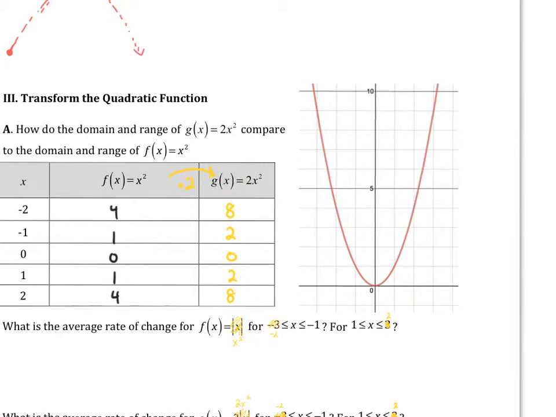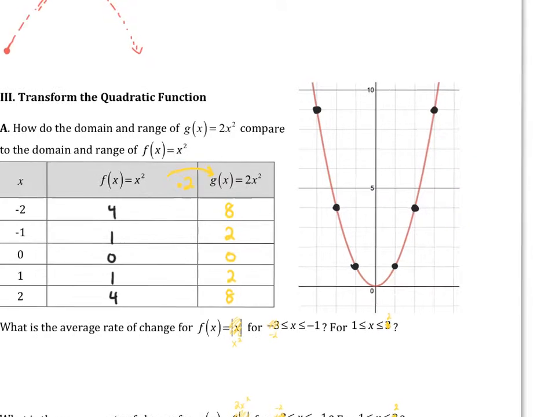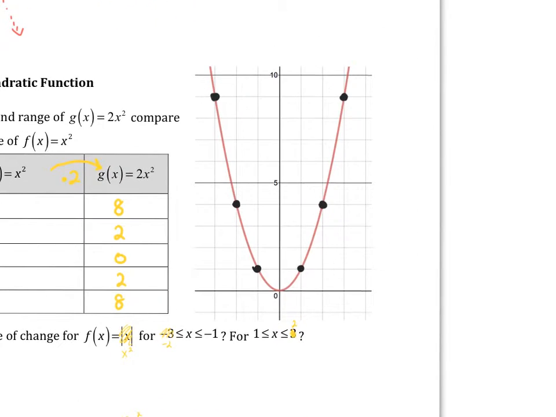Now, the parent function is already graphed here, and just to show you those points, here's negative 1, 1, and here's 1, 1. Here is negative 2, 4, and here's 2, 4. And we even went up here to 3, 9, and negative 3, 9. Okay, so let's graph the next one.